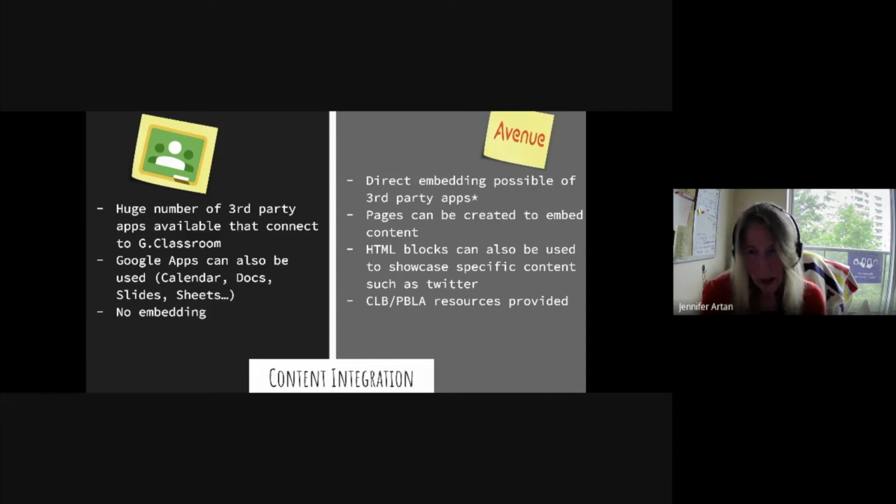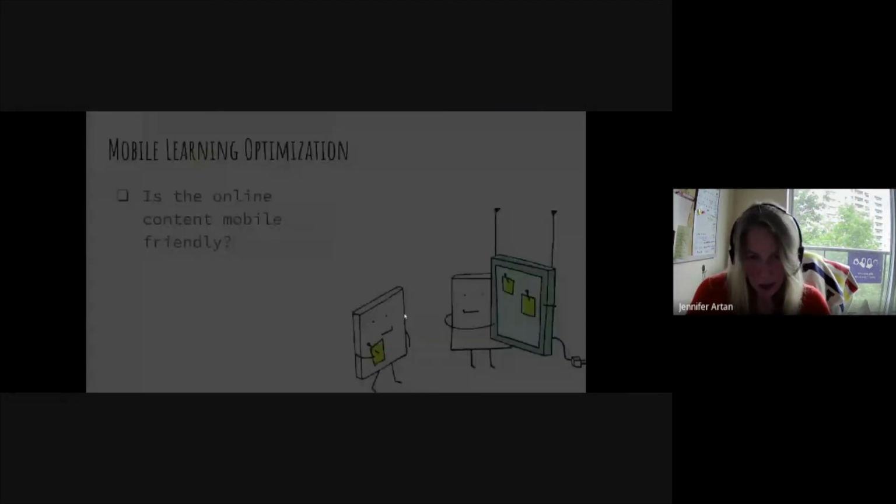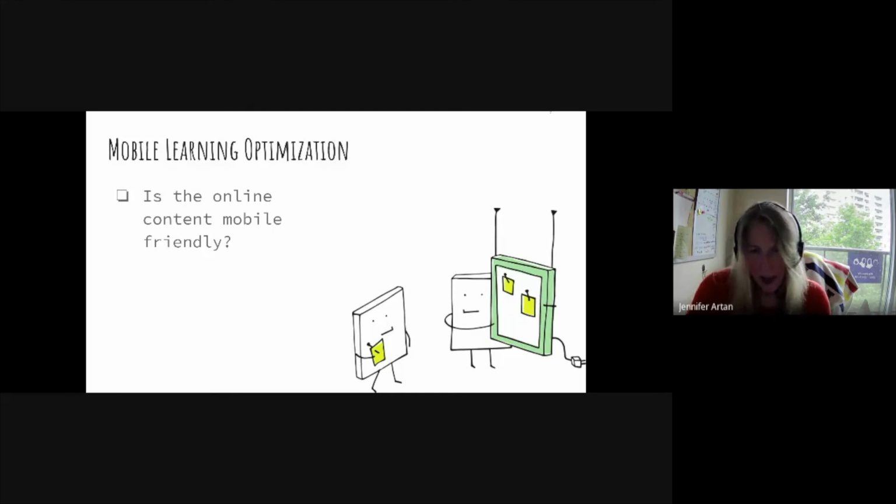Probably one of the greatest features of avenue.ca is this access to resources that's available to all instructors and their learners. Other things that we need to consider with online learning, things such as mobile learning optimization. Now, a few years ago, this was a topic for conversation, but today it's a given. Especially in the past year and a half, we know our learners are accessing our courseware on their phones.